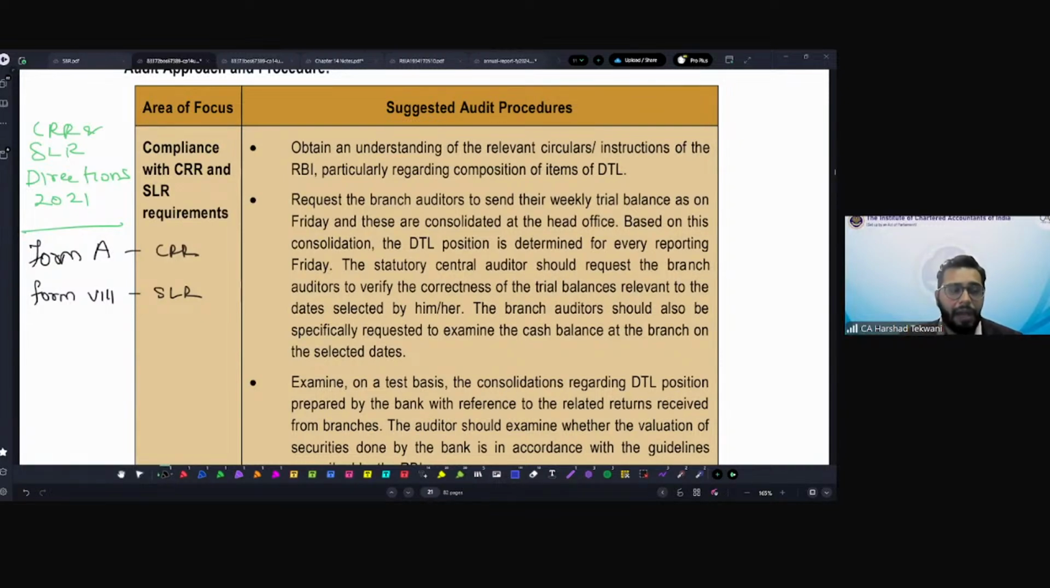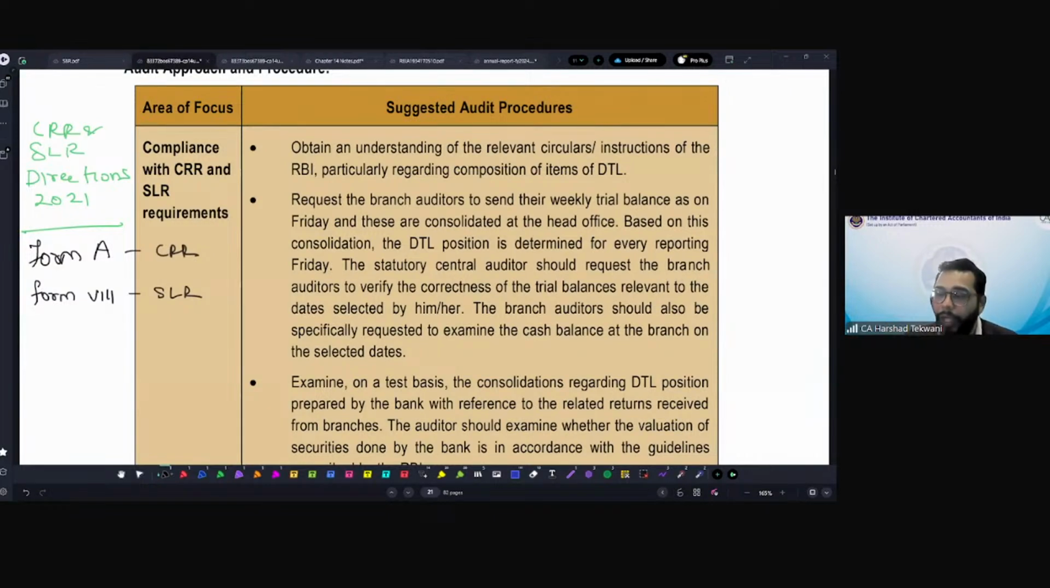Now, first of all, when we are referring to the compliance with the CRR and SLR, we need to make sure that first the reporting is done on a weekly basis, on a quarterly basis, whatever reporting requirement is there. Number two, how it is calculated. There is a methodology given to calculate your CRR and SLR, and we check whether that methodology is complied with, whether it has been calculated the way RBI requires.